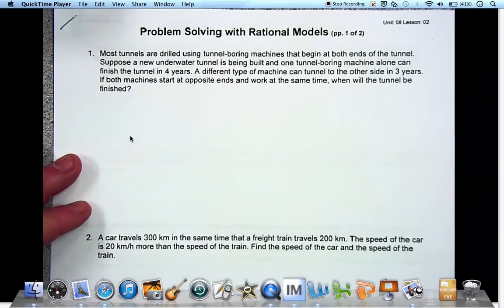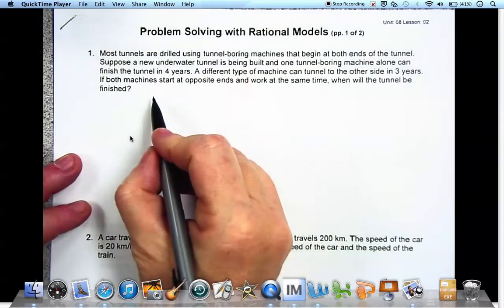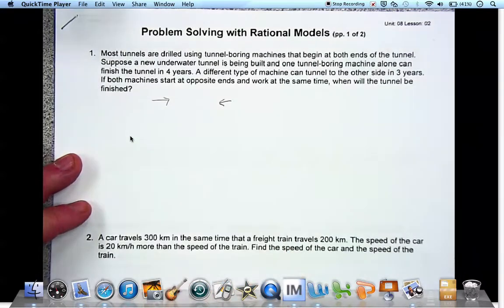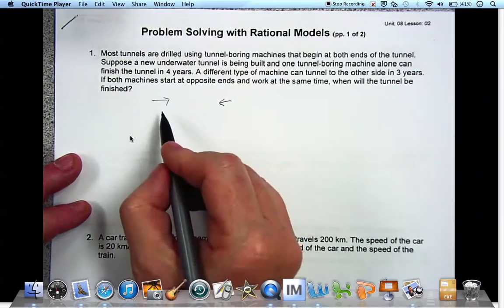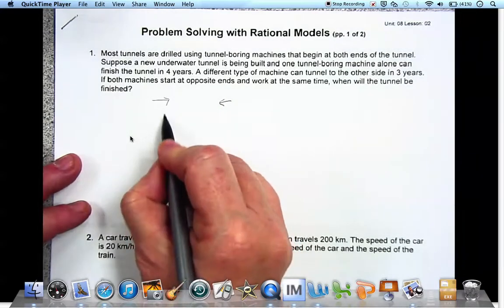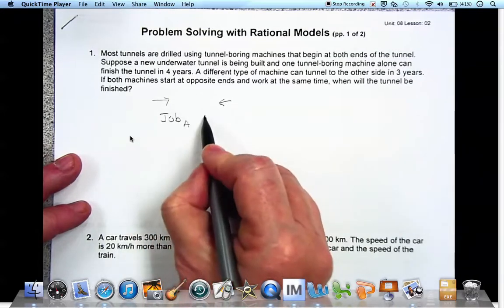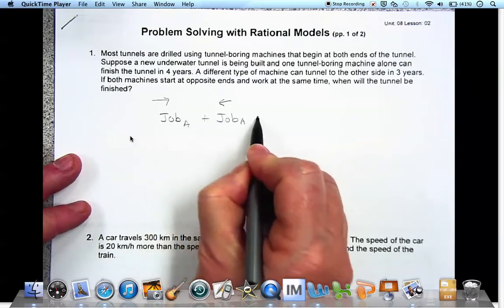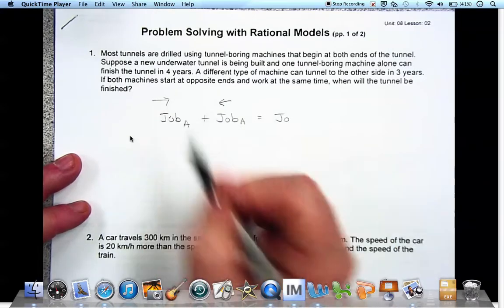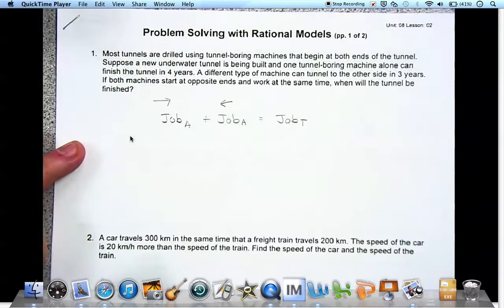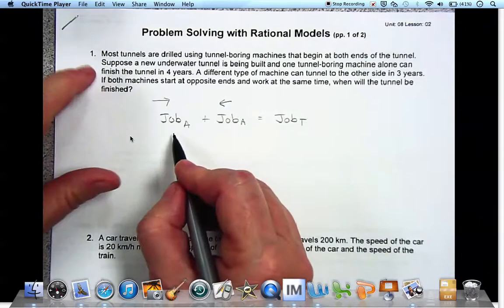So what you want to know about this is we've got a tunnel boring machine coming from this end and this end, and they want to know how long it's going to take. The way we work these is we do job alone, plus job alone, equals job together.